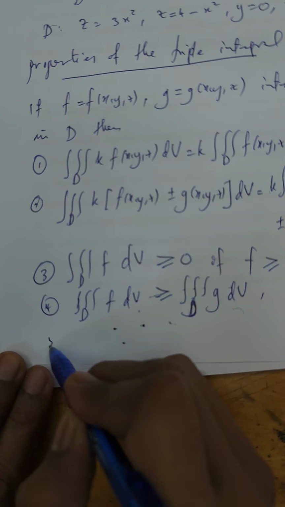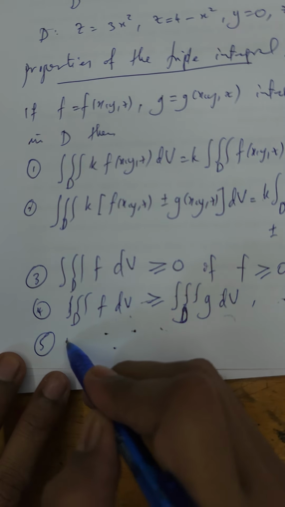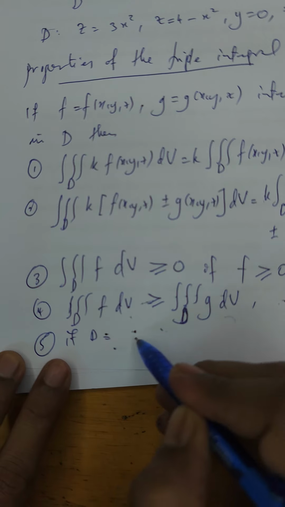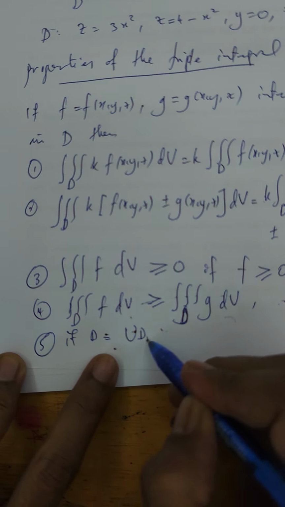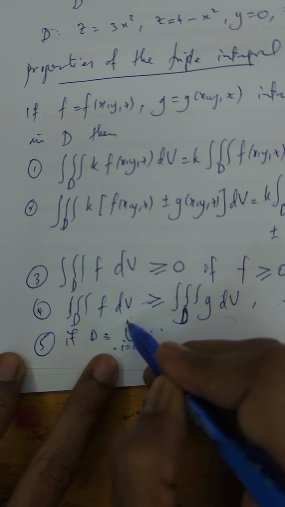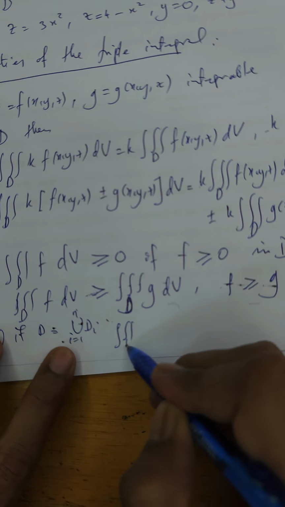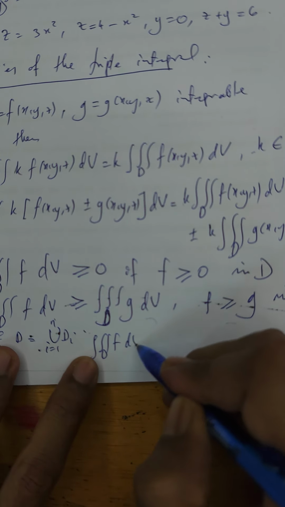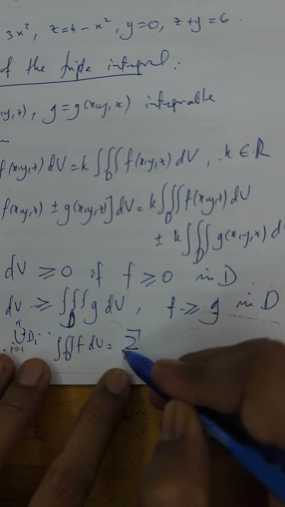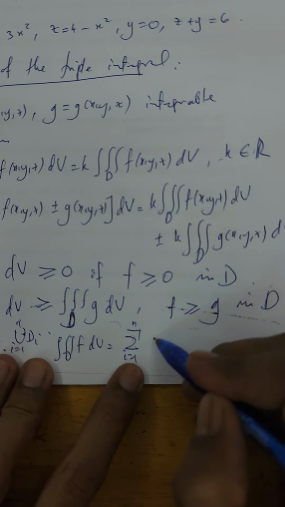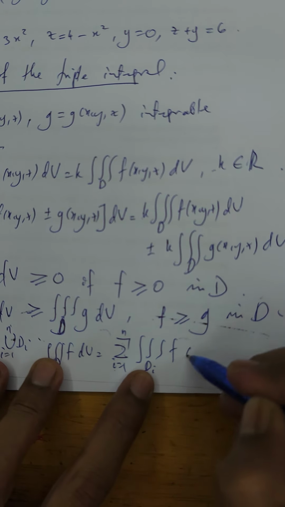And number 5, if D is made up of many regions D_i, with i from 1 to n, then the integral over D of f dV is just the summation, i from 1 to n, of the integral over D_i of f dV.